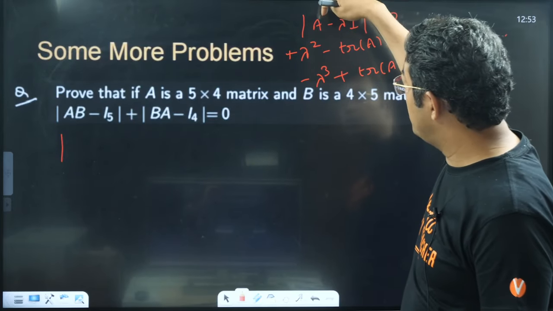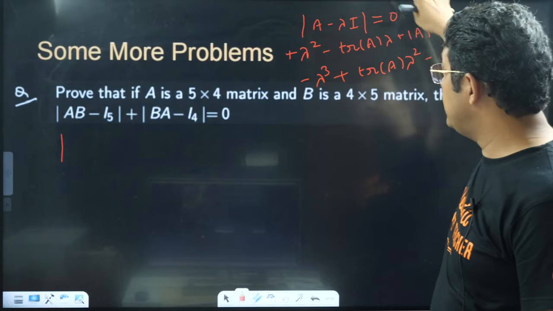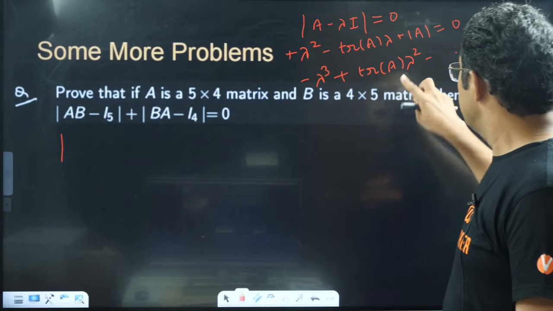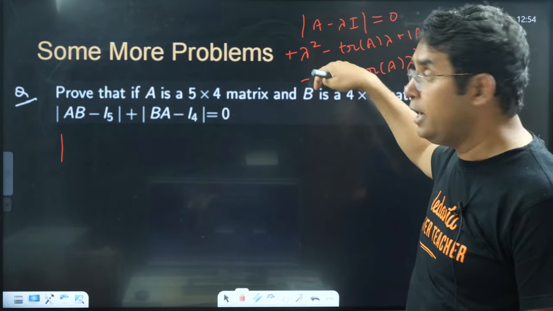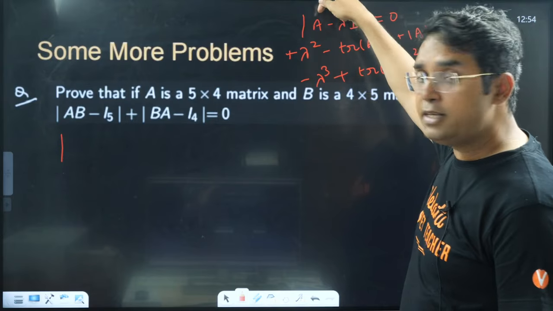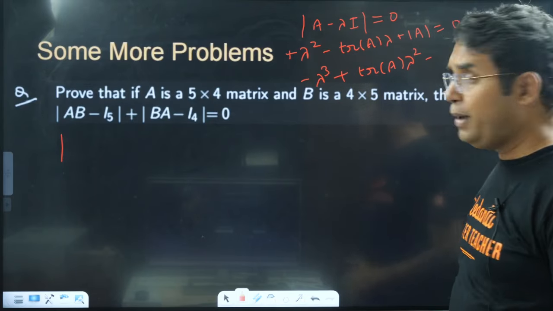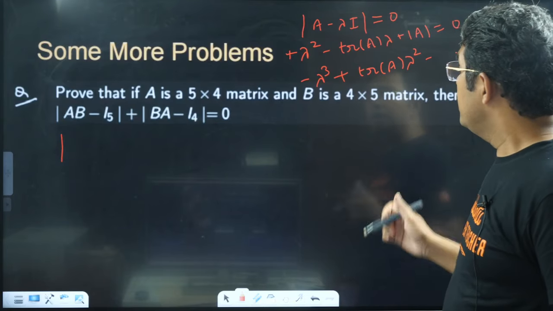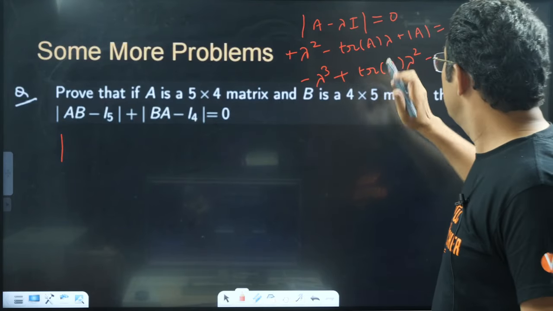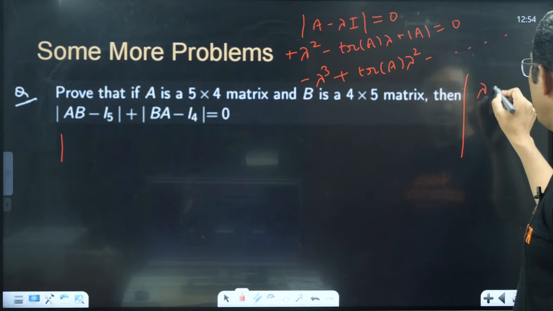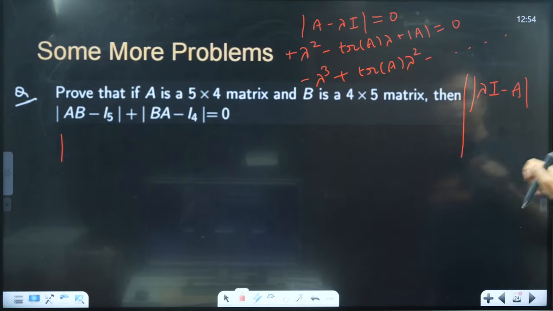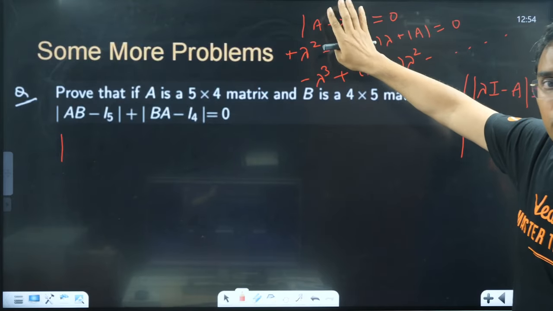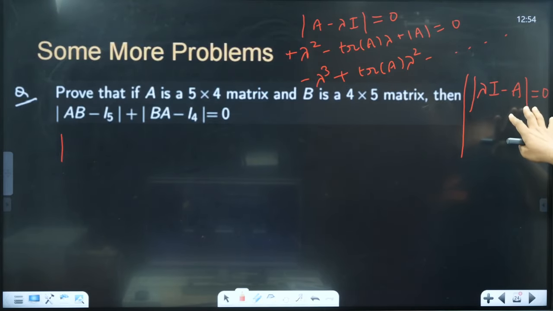Because if we are writing it like this, A minus lambda I, your leading term will be this, then the second leading term and so on. Here the leading term will be plus or minus depending upon whether A is of even order or odd order. But if, instead of using this, I use lambda I minus A as my characteristic equation, it is just plus or minus 1 multiplied with this thing, isn't it?